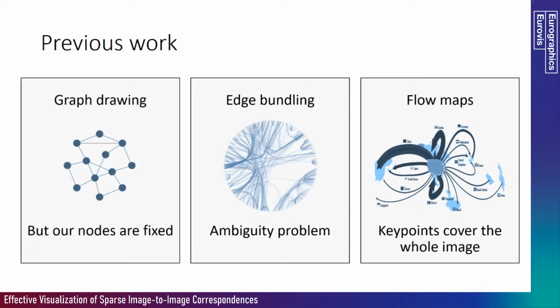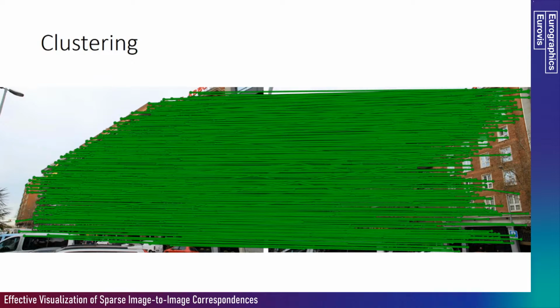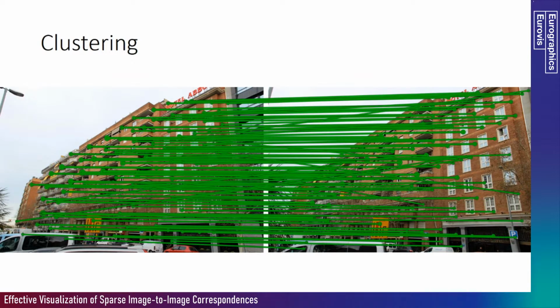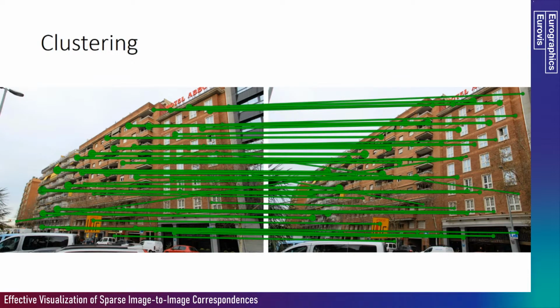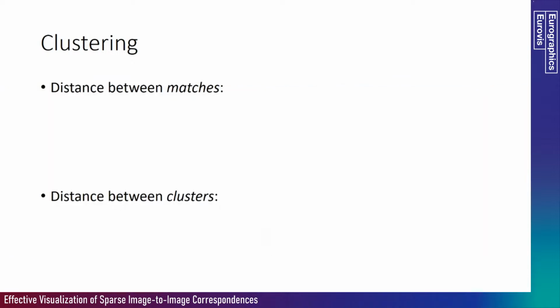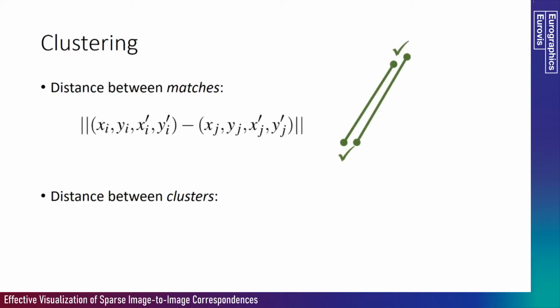So let's describe our approach. A first idea is to use hierarchical clustering to group consistent matches. The clustering algorithm proceeds bottom-up by iteratively merging clusters. We need to decide two things: how to measure the distance between matches and the distance between clusters. For matches, we just use the distance between the points in four-dimensional space. So we cluster edges with both endpoints at nearby locations.